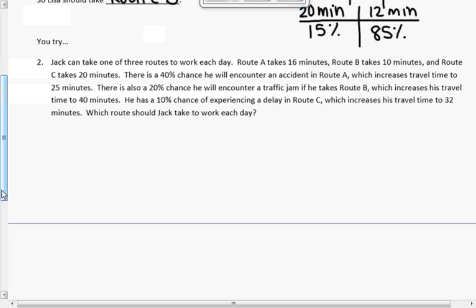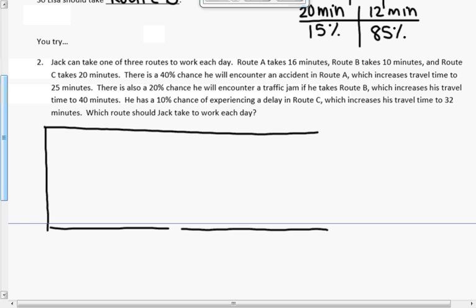What I really want to do is just center in on some specific information. So first thing I'm going to do is make my table. Again, top row is outcomes.